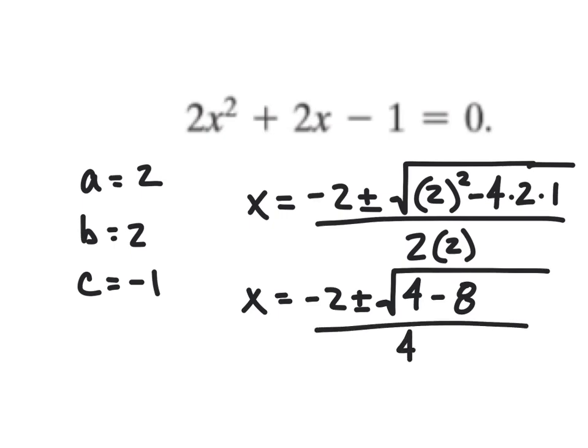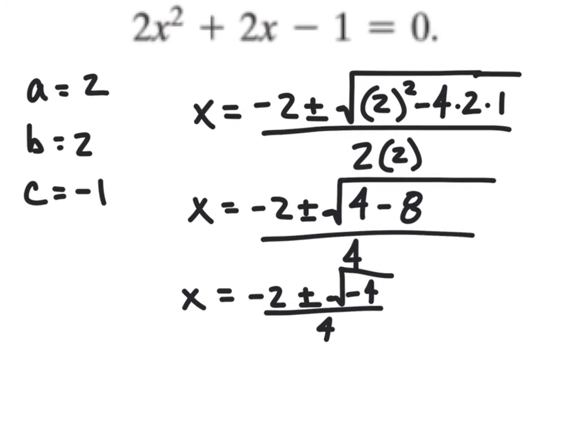Okay, the next thing I'm going to do is do the operations inside of my square root. So x is going to equal opposite 2 plus or minus the square root. Now 4 minus 8 gives me negative 4, all over 4. So now, here's what I get. X equals opposite 2 plus or minus.